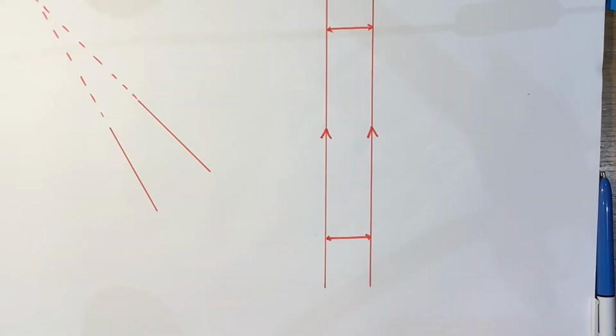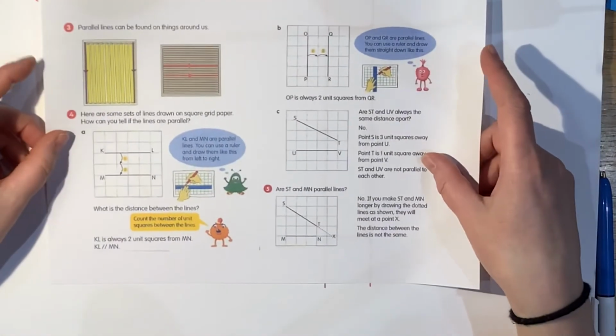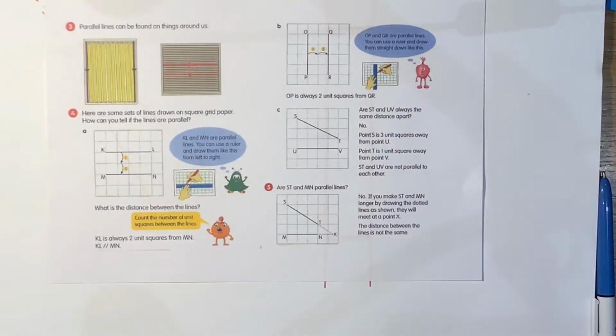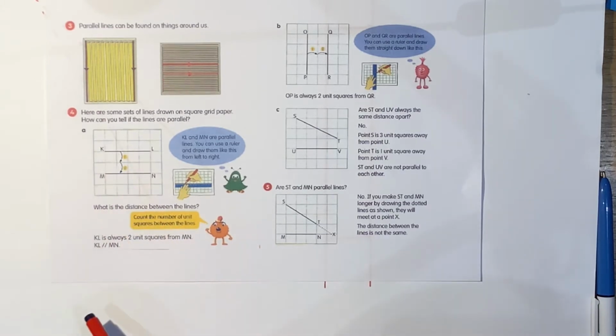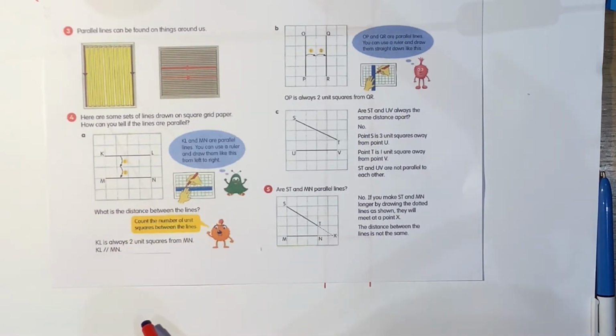Okay, as with perpendicular lines, parallel lines are everywhere. You can probably look around you wherever you are now and see lots of examples. So how can we tell if lines are parallel? Well, with squared paper, it's nice and easy because the squares will help you. If you have a look at these lines, there's two squares between the lines all the way along. It's always 2 unit squares away.